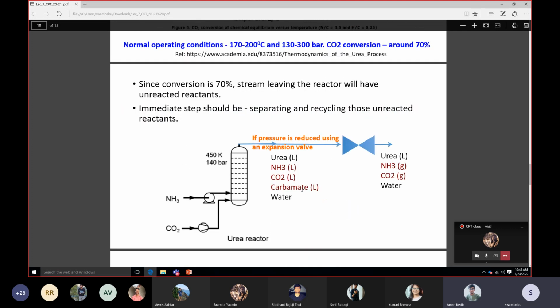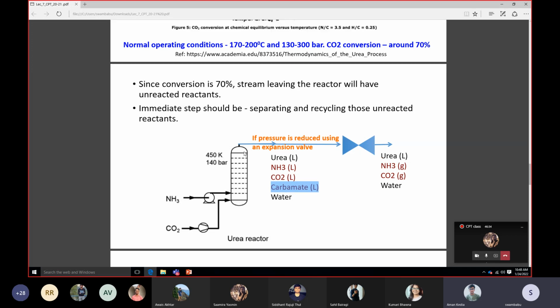So, how do we convert this unreacted carbonate into ammonia and CO2? By releasing the pressure. At this point, the pressure leaving the reactor is 140 bar. We reduce the pressure from 140 bar to atmospheric pressure by using a pressure reducing valve, an expansion valve. But this expansion valve is very special. We will not reduce the pressure from 140 bar to atmospheric suddenly.